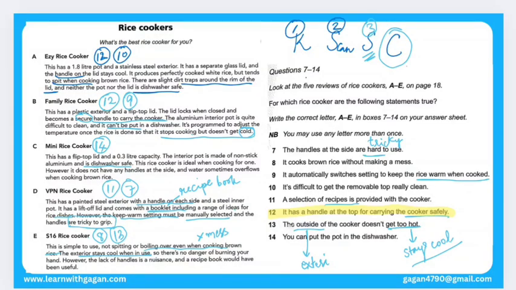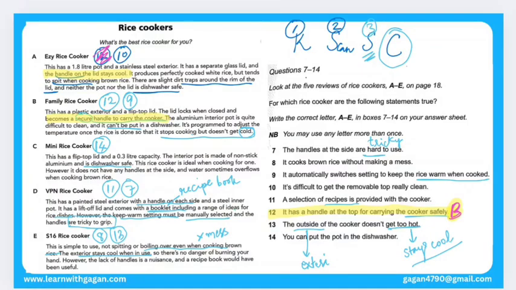Now the 12th feature says it has a handle at the top for carrying the cooker safely. Now in easy rice cooker it says the handle on the lid stays cool, that's all. But in the family rice cooker, that's B, it says a secure handle to carry the cooker. So B looks a better match for number 12. So we'll mention B here.